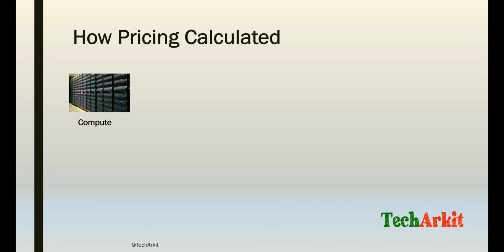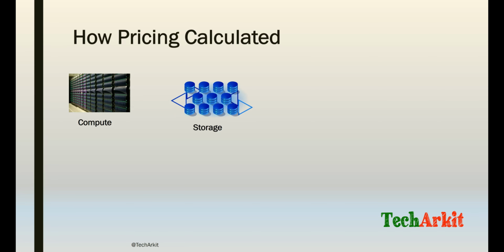So let's see that. The first one is compute. Whatever services you use on compute, it might be the EC2 instance or Fargate services or Lambda services, like CPU, memory, storage, and the network utilization, that's the compute they charge for. How much compute you are using, what is the size of the compute, and how many hours you are actively using, that's where the price calculation comes in.